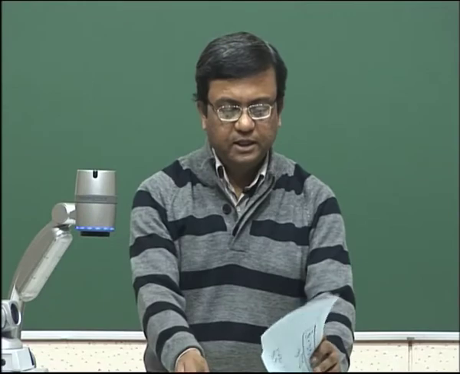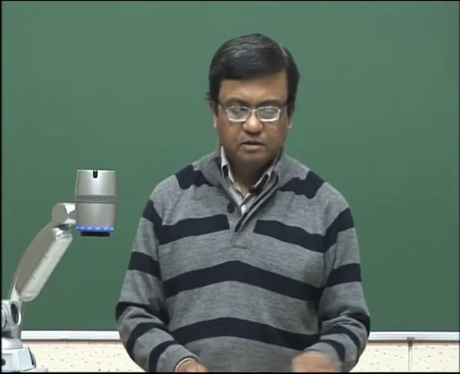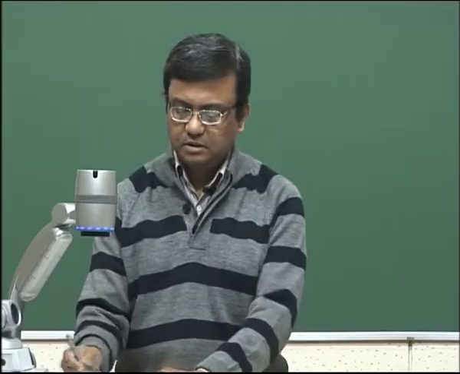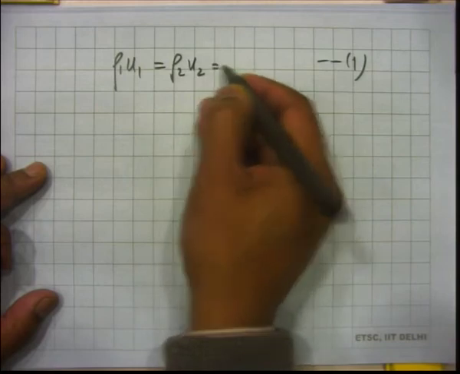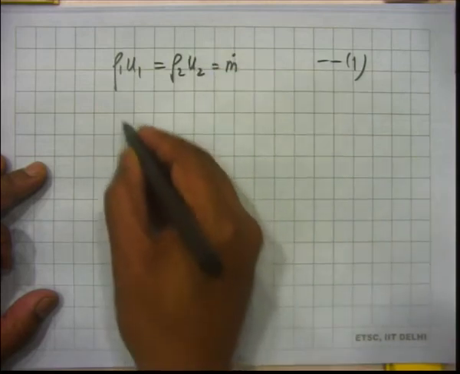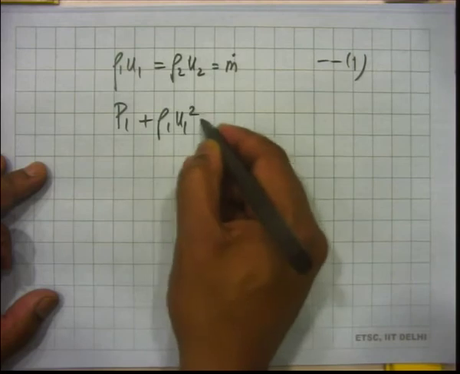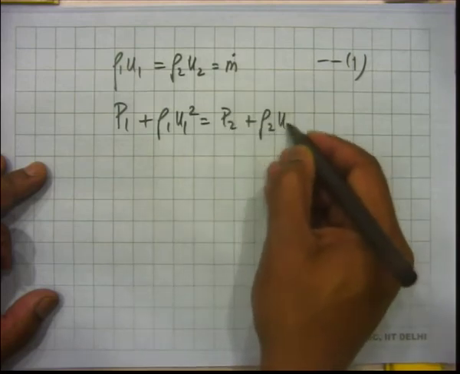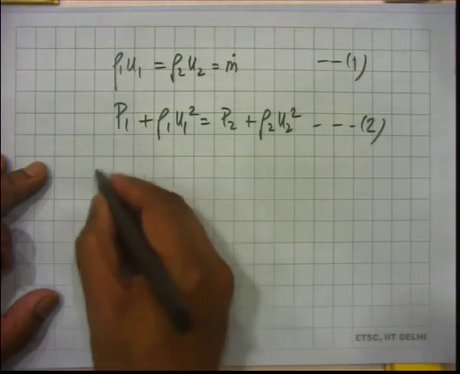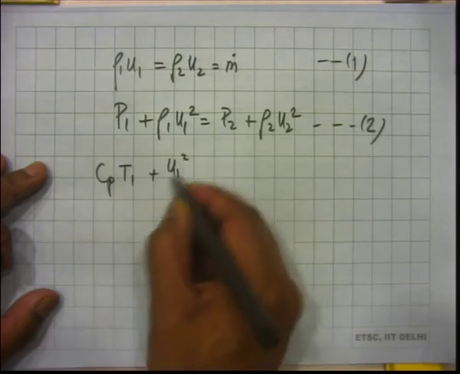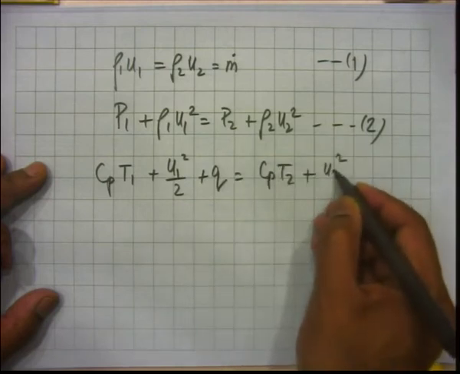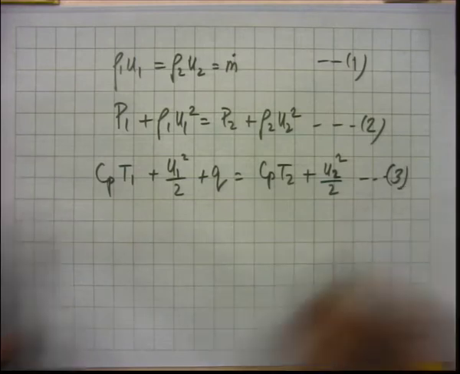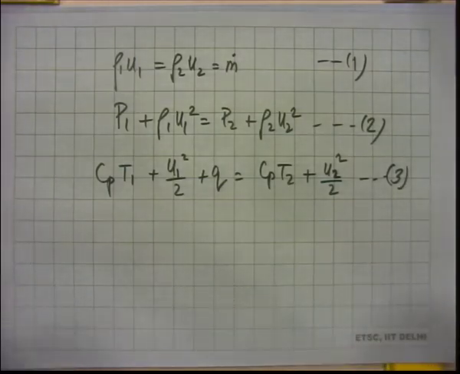Let me very quickly summarize all those equations. You have seen them before, but mass is rho 1 u 1 equal to rho 2 u 2 equal to m dot. Momentum is this, and energy is this. So we are now okay with the equations that we have.